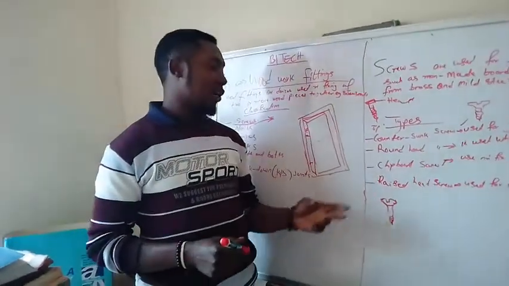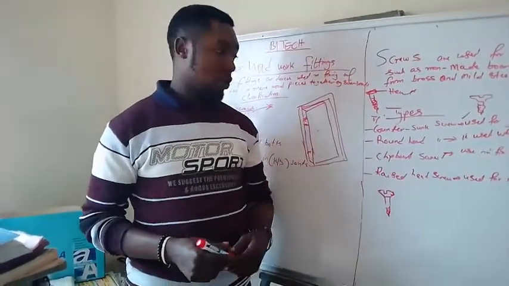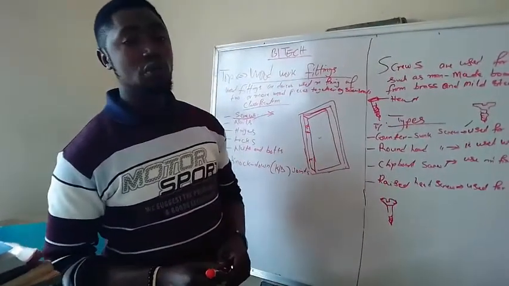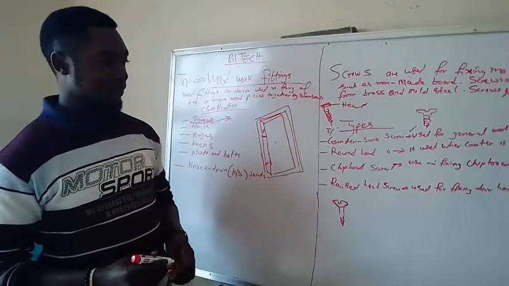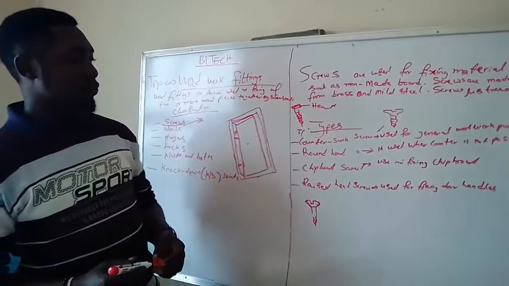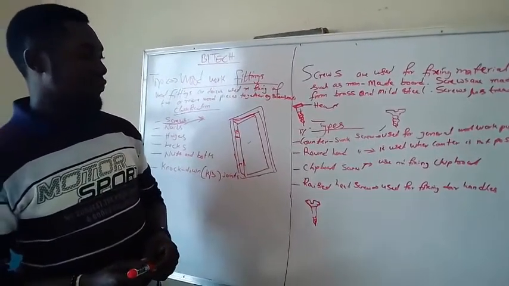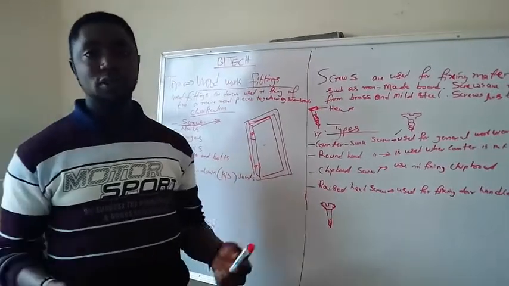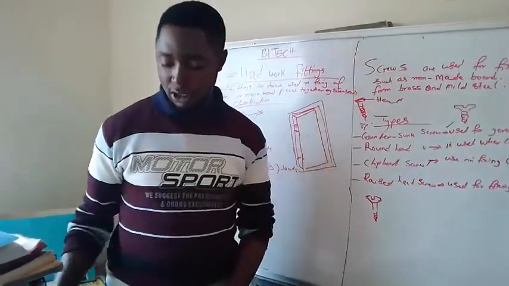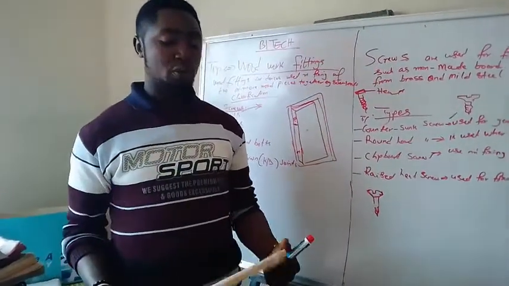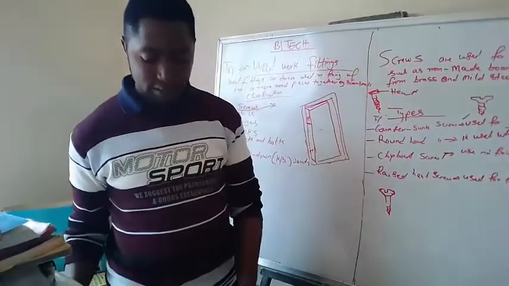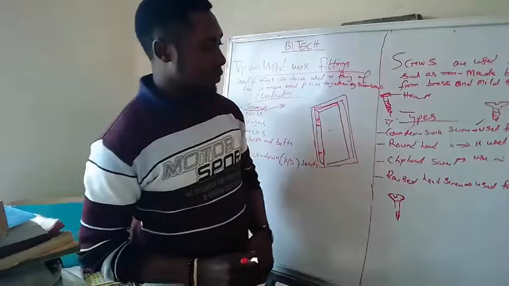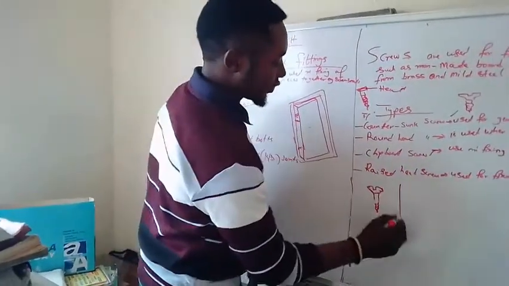And then we have the chipboard screw. The chipboard screw is used for fixing door handles. It is used in fixing of chipboard, especially the chipboard used in producing doors. You can use it to fix the handle. And you have a door.